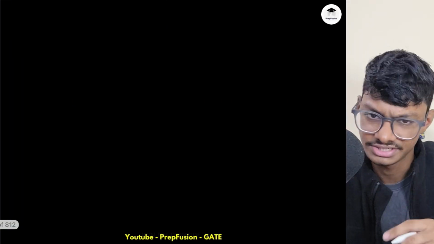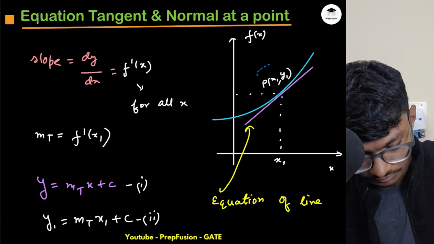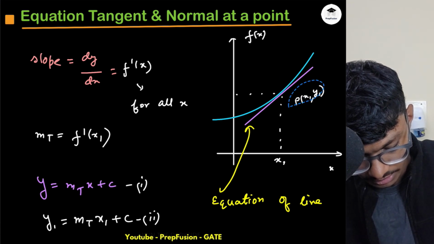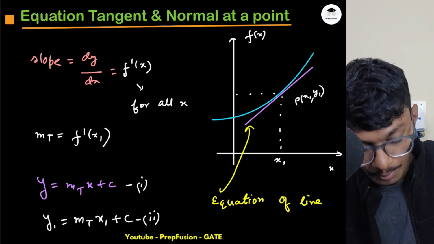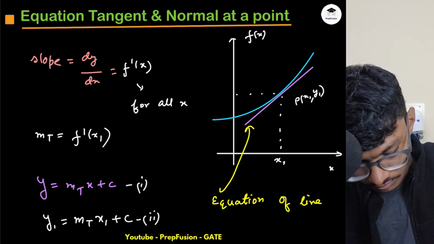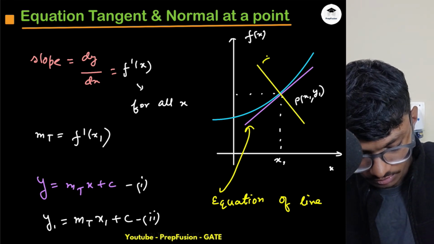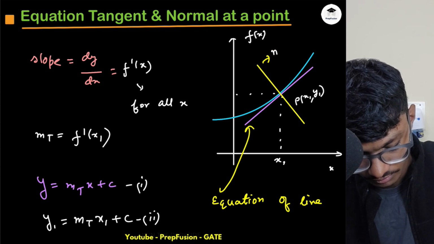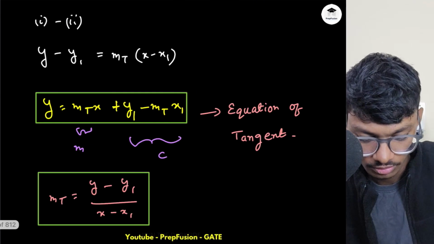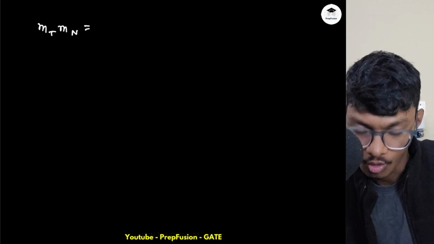What is the relationship between normal and this tangent? If I combine this point P1 (x1, y1) here, the normal will be perpendicular to my tangent. So it will be something like this. This is my normal. Now if normal is perpendicular to my tangent, there is a proof, I won't prove it right now. The multiplication of slopes of normal and tangent will be -1.